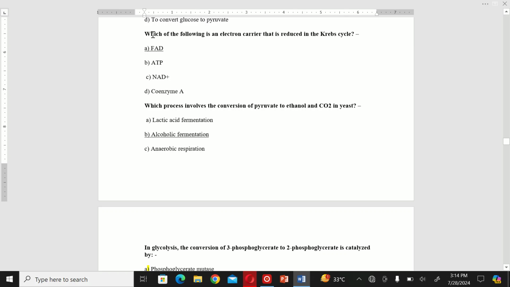The next MCQ is which of the following is an electron carrier that is reduced in the Krebs cycle? A. FAD, B. ATP, C. NAD plus, D. Coenzyme A. The correct option is A.